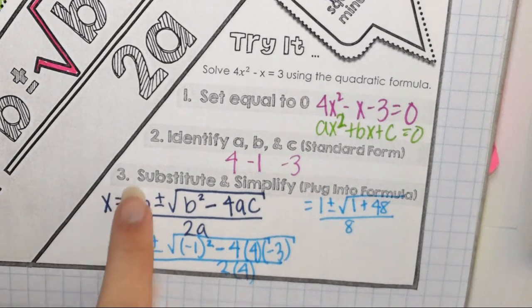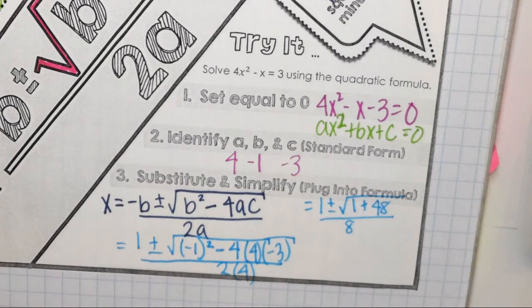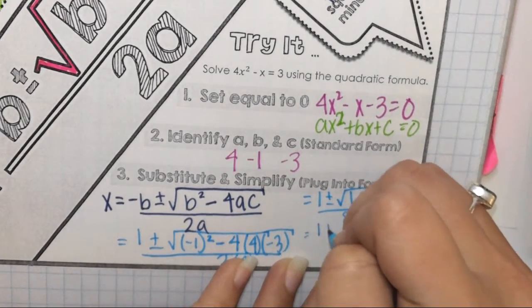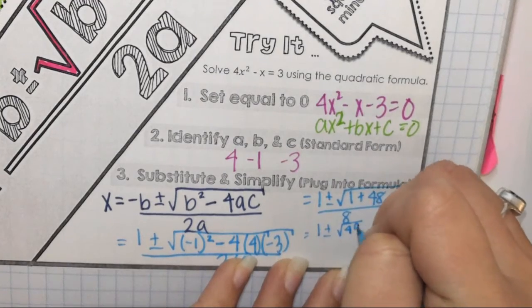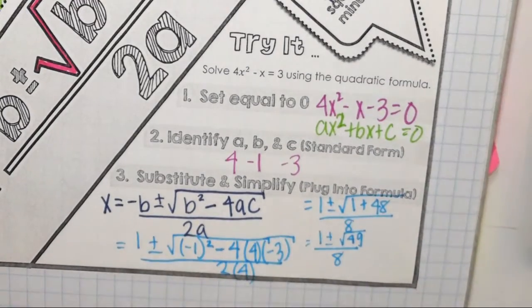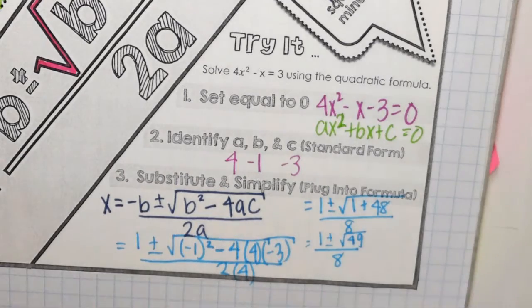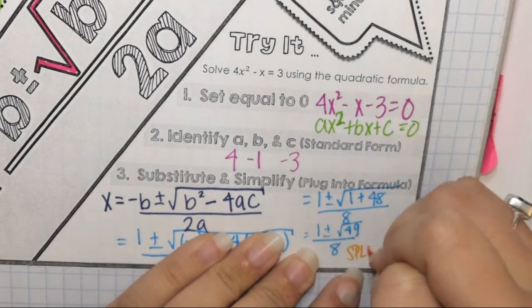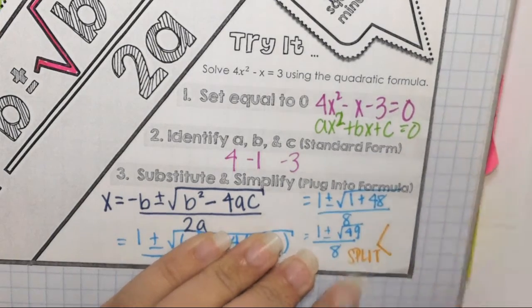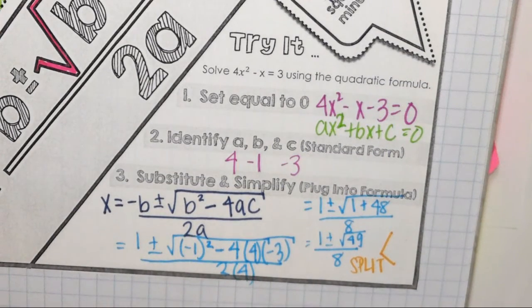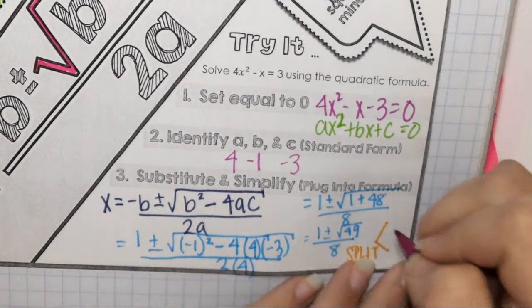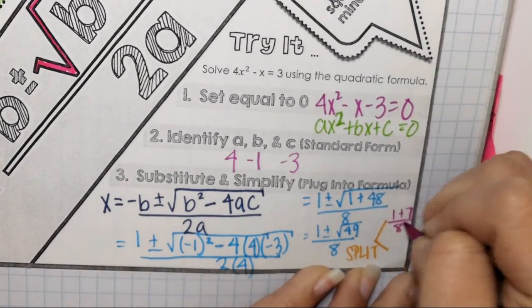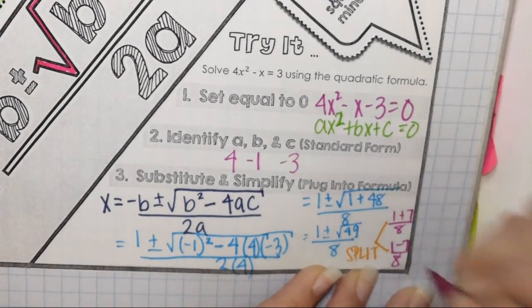Does everybody see how I got from the first step to the second step to the third step? Now all I do is add 1 plus 48, which is 49. And then from here, we have to split into our plus and our minus because we have to have two answers. Now, what's the square root of 49? 7. Good. Both of you take a point. So it's 1 plus 7 divided by 8 and 1 minus 7 divided by 8.